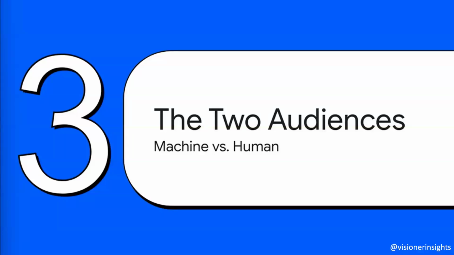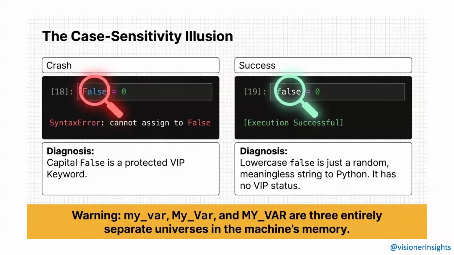Okay, our crime scene investigation is officially over. We know the laws, but here's the thing. Just because your code is legal doesn't mean it's good. So now we need to pivot and talk about the two very different audiences you are always writing for, the machine and the human.